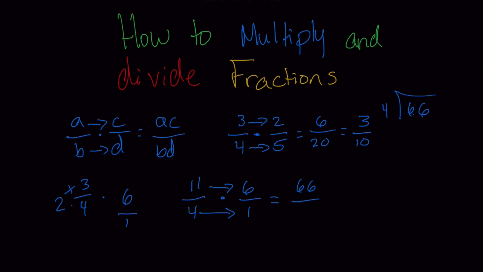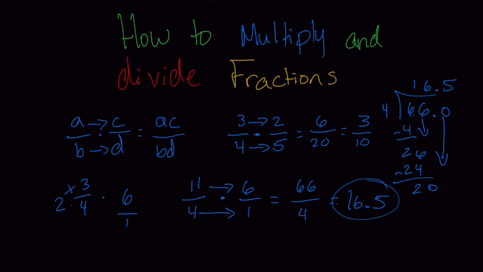66 divided by 4. 4 can go into 6 one time. That gives me 4. Subtract, we get 2. Bring down our 6. 4 goes into 26 6 times. Subtract, we get 2. Gonna have to add a decimal here and a 0. Bring that down. 4 goes into 20 a perfect 5 times. So that means we get 16.5 for our final solution. This can also be written as 16 1/2 if we wanted to maintain that fraction ratio, right? And that's how we multiply our fractions.